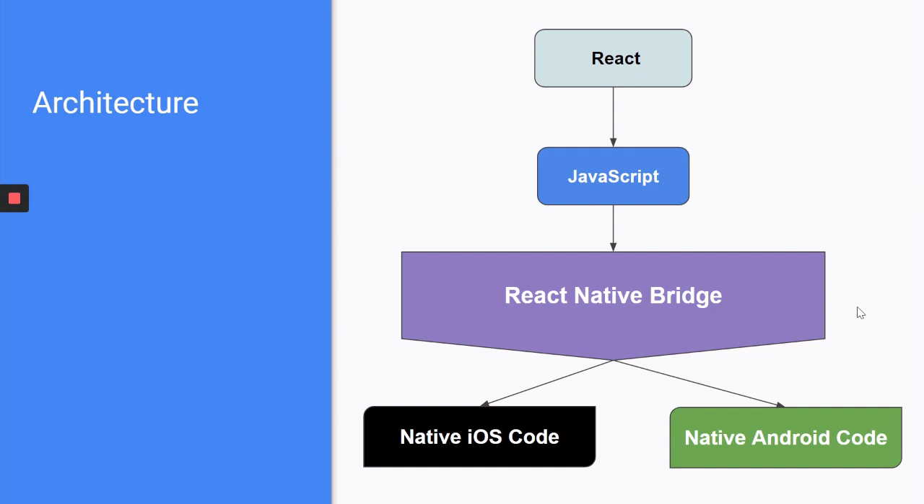This is the basic architecture of a React Native application. You write your application code using React and JavaScript. During the compilation process, the React Native Bridge converts your JavaScript code into iOS or Android code based on the target platform that you are building your application for. This process is seamless and takes very little time to build.